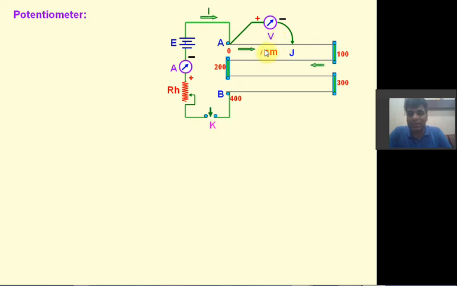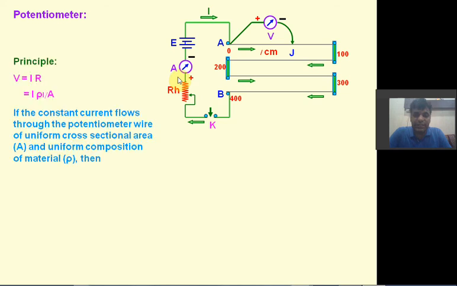Suppose this length is L and current I is flowing from here to here, here to here, and here, and after that it goes to here. By changing the resistance Rh we can get a value here, completing the circuit.